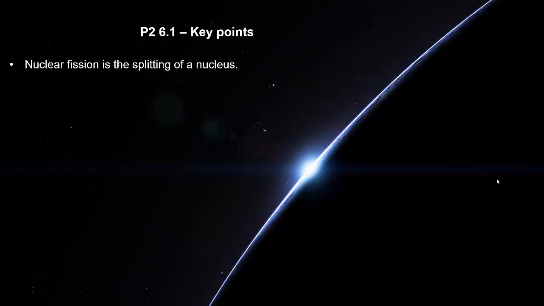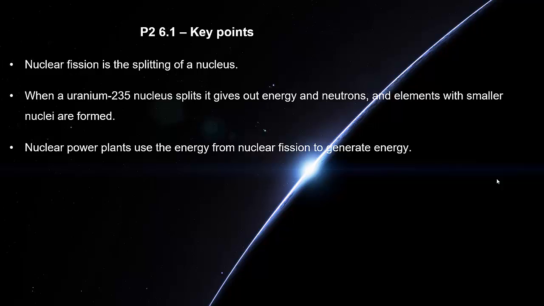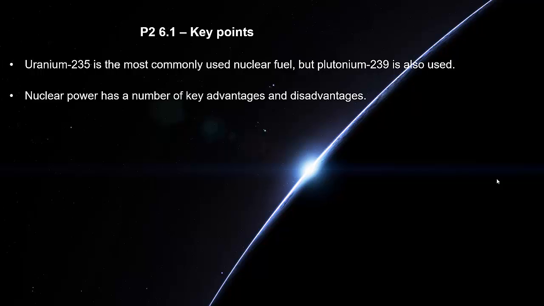Nuclear fission is the splitting of a nucleus. When a uranium nucleus splits, it gives out energy and neutrons, and elements with smaller nuclei are formed. Nuclear power plants use the energy from nuclear fission to generate energy. Uranium is the most commonly used in nuclear fuel, but plutonium is also used. Nuclear power has a number of key advantages and disadvantages.